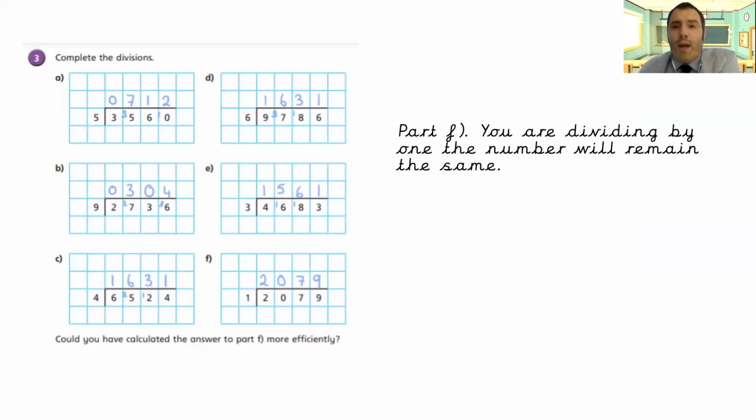So question 3 here. Now F asked you to do something else. You're dividing by 1 in part F. So the number's going to remain the same. You're still going to have 1 whole number. You're not splitting it up at all by dividing it by something that's not 1.